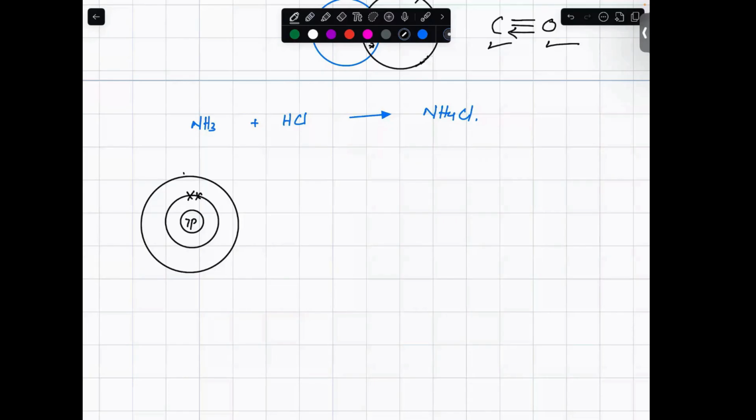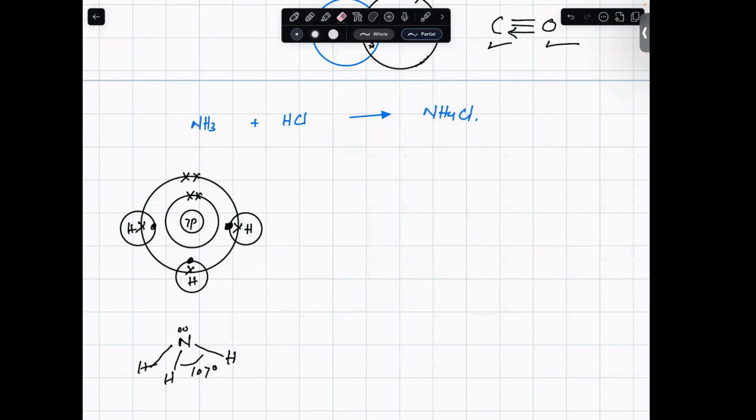1, 2, 3, 4, 5, 6, 7. And this is hydrogen. This is hydrogen sharing 1, hydrogen sharing 1, hydrogen sharing 1. If you look at this, there are 3 shared and 1 lone pair; the angle is 107 in trigonal pyramidal.